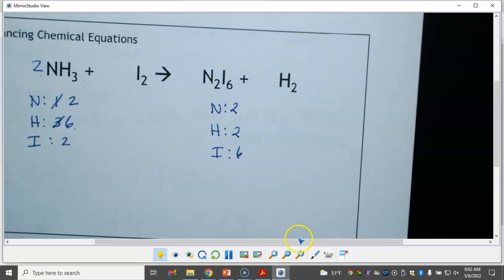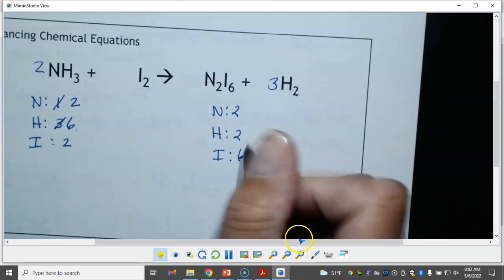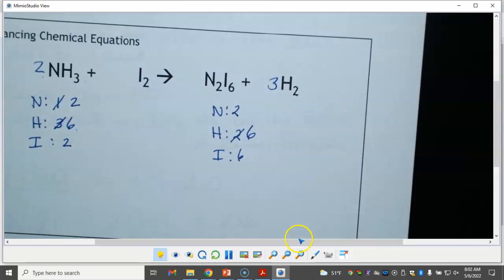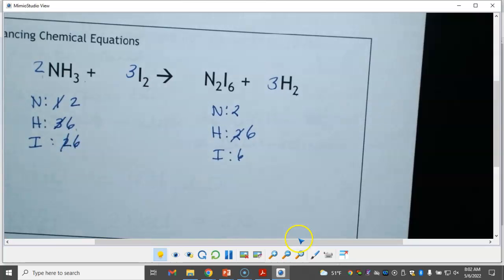Now, where do you want to go? Put a 3 on H2 on my product side. Awesome. And that's going to give me 6 hydrogen. Where now? Okay. The 3. That gives me 6. And he successfully balanced our equation.